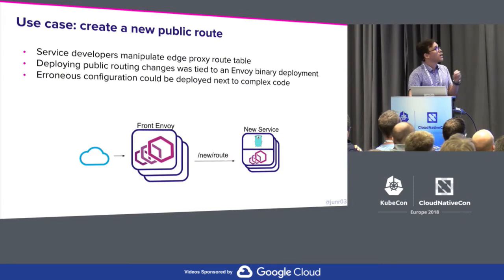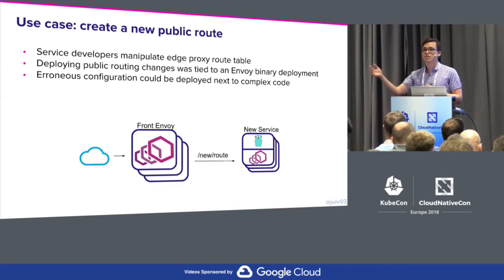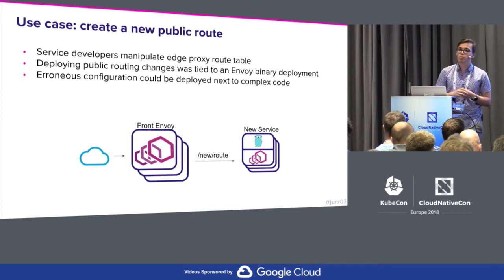So for example, let's use a use case here of having a new public route at Lyft. Service developers would go into giant JSON files that had the entirety of Lyft's public routing policies. Then they would make changes to that and submit those changes as PRs to the networking team. Then the networking team would review them and take them out with an Envoy deploy.